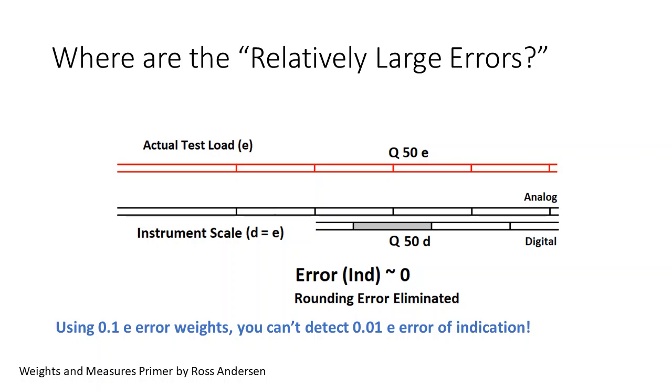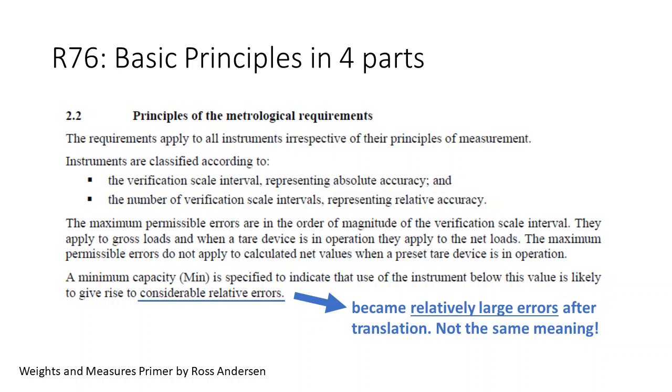Returning to my theme, was something lost in translation? Consider the parallel text from R76. The underlined expression "considerable relative errors" got translated as "relatively large errors." They switched the position of the "relative" in the phrase. I think the switch changed the meaning.